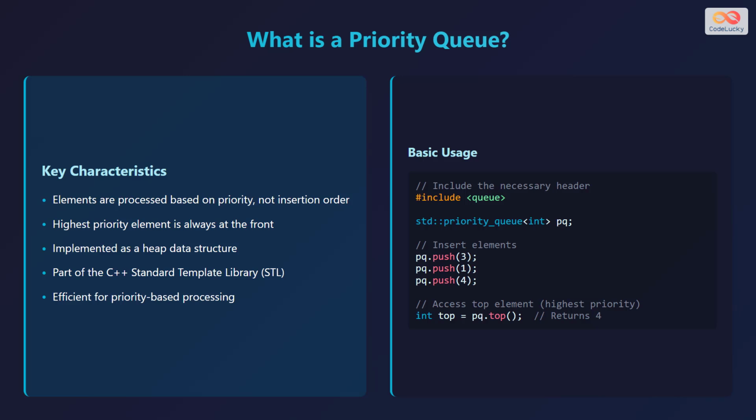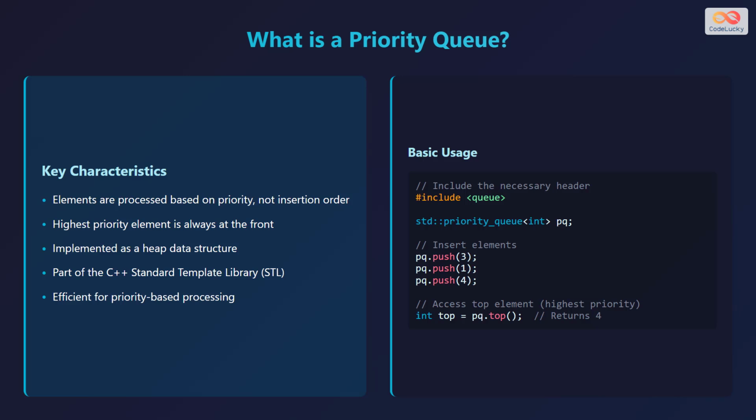Under the hood, priority queues are typically implemented using a heap data structure, which ensures that the highest priority element can be accessed quickly. The C++ standard template library provides a built-in implementation of priority queues, making it easy to use this data structure in your programs. Priority queues are efficient and useful for tasks where processing order matters.